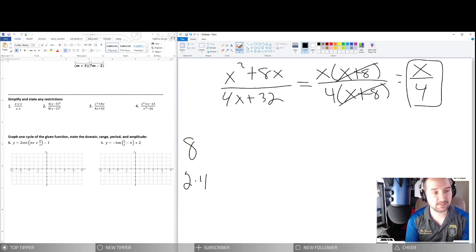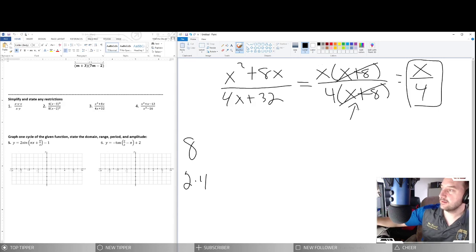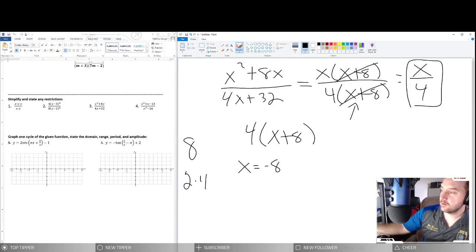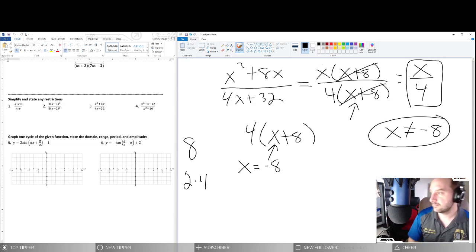So now let's talk about those restrictions. The restrictions are basically x cannot equal whatever's in the denominator that's going to make it 0. So if we look at this original piece here, if I have this 4 times x plus 8, what happens if hypothetically x is going to be negative 8? Well, if I plug in, negative 8 plus 8 is 0. 0 times 4 is 0. Well, I can't divide by 0. So in this instance, my restriction is x cannot equal negative 8. So it's basically you set the denominator equal to 0 and you solve, and x cannot be those values.